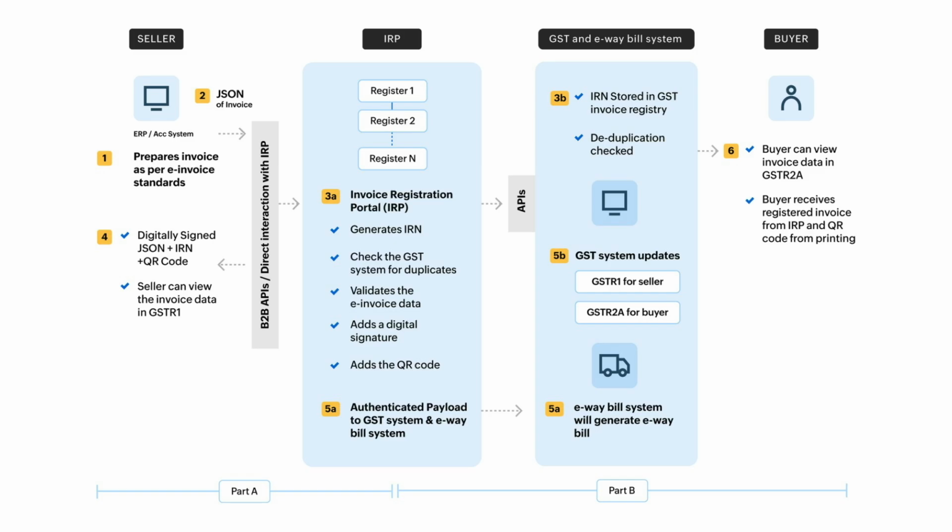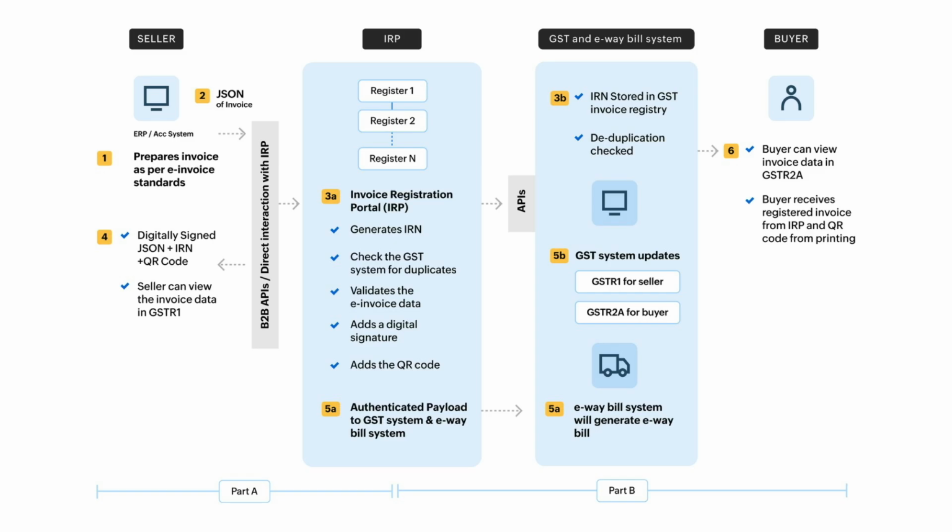So this flowchart will help you understand the flow of creating an e-invoice. Basically, the first step is entering your transaction details, that is the invoice details, or let us consider that you are raising an invoice. So we will be preparing the invoice. After we prepare the invoice, we will push this to the IRP portal. IRP is invoice registration portal.